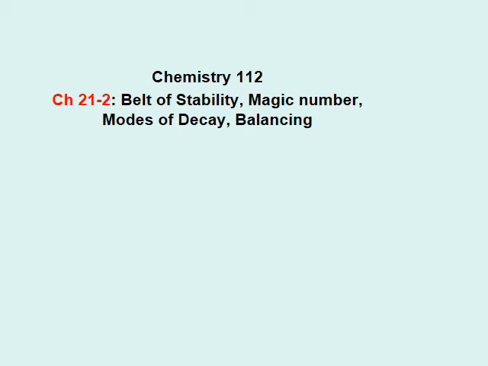In this section of chapter 21, we will discuss belt of stability, magic number, modes of radioactive decay, and balancing.